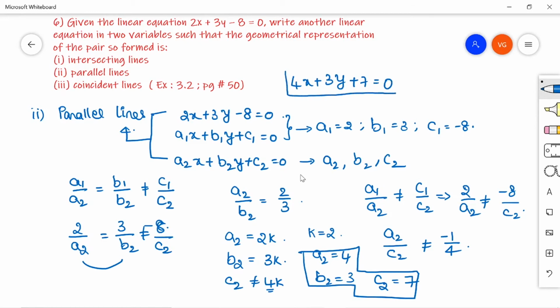Now put the values in the equation back and check here. So 2 by 4 is equal to 3 by 6, if you are taking k is equal to 2, it will be 6, right? So 2 by 4 is equal to 3 by 6, but not equal to minus 8 by 7, right? So the given linear equation 2x plus 3y minus 8 is equal to 0 will be parallel to the line equation 4x plus 6y plus 7 is equal to 0.